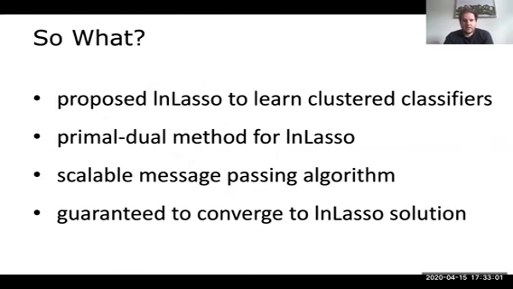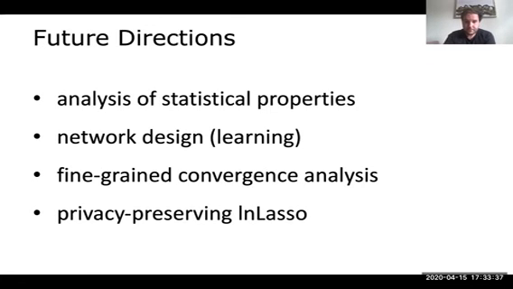Okay, so to sum up, we have proposed the logistic network lasso as a method to learn clustered classifiers from partially labeled network data. We have implemented the primal dual method to solve the logistic network lasso problem, and it can be shown that this primal dual method can be implemented as a message passing algorithm. And this message passing algorithm is guaranteed to converge no matter what the initialization of this algorithm is.